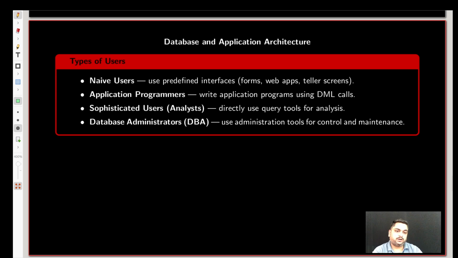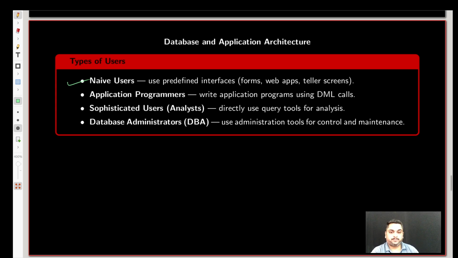Now, what are the different types of database users or application users? So there are naive users. Naive users are the end users of your application. For example, if you go to any website, or go to an ATM to withdraw money, you just see the interface; you are a naive user. You don't know anything behind it.